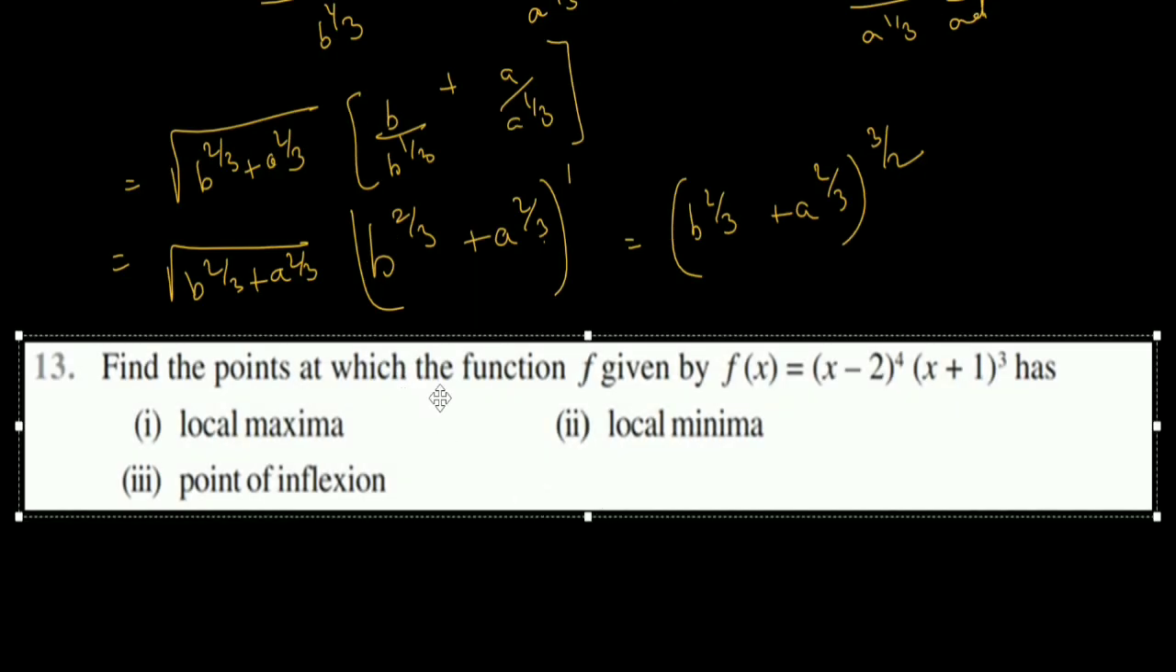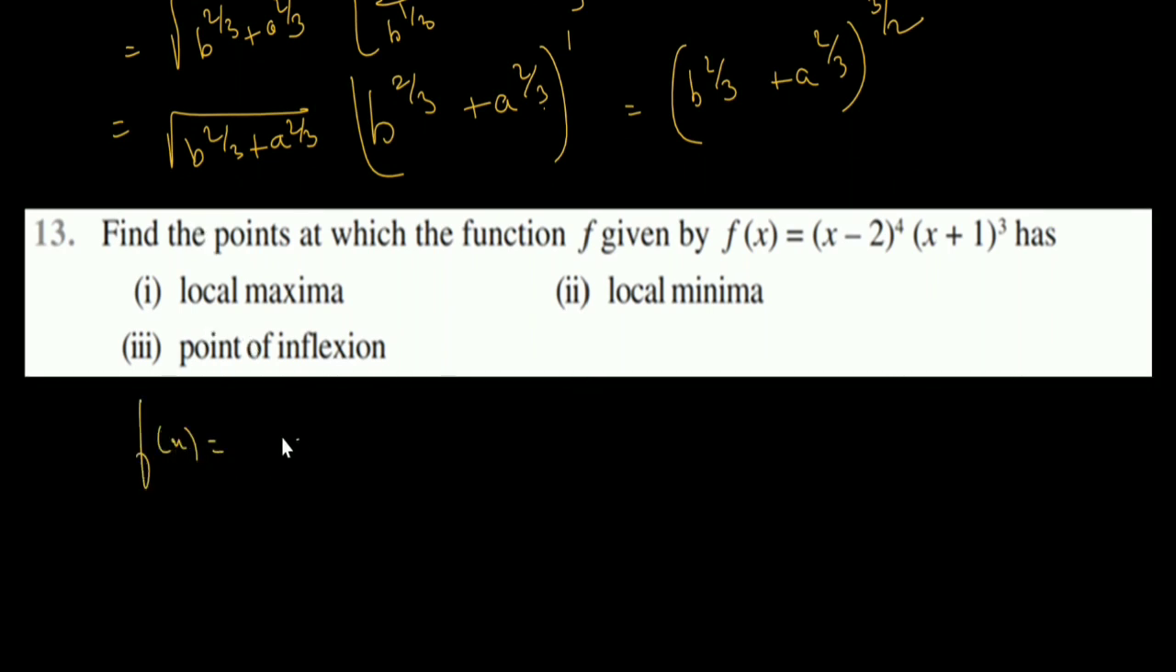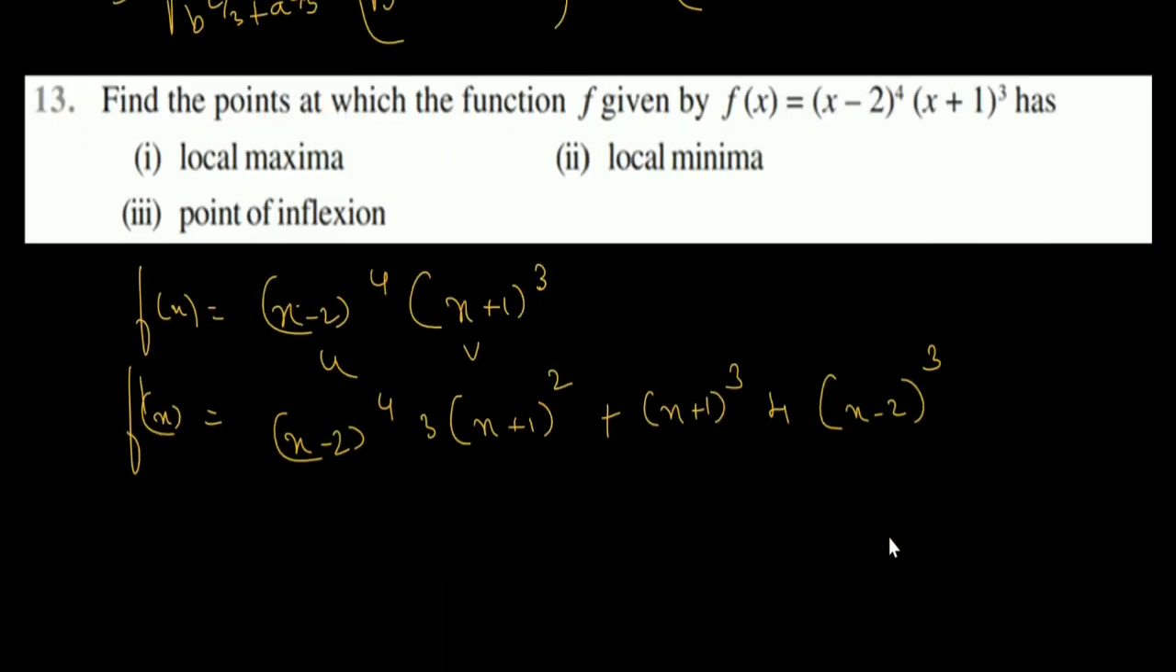Find the points at which the function f given by f of x is equal to (x minus 2) to the power 4 into (x plus 1) to the power 3 has local maximum, local minimum, and point of inflection. So first let us differentiate the function. f of x is equal to (x minus 2)^4 into (x plus 1)^3, so (x minus 2)^4 times 3(x plus 1)^2 plus (x plus 1)^3 times 4(x minus 2)^3.